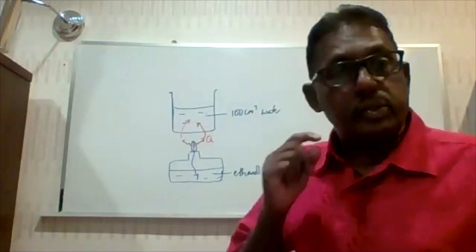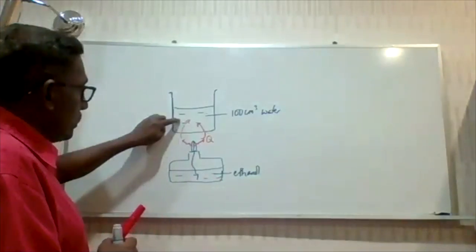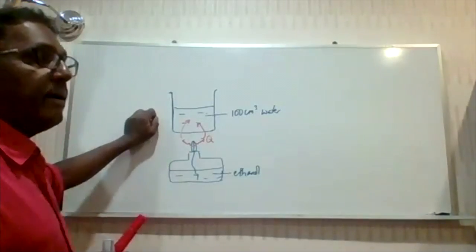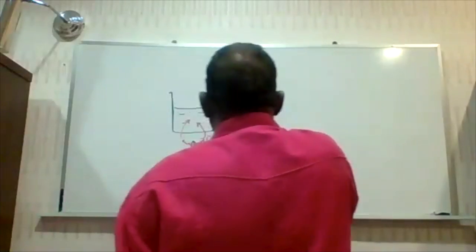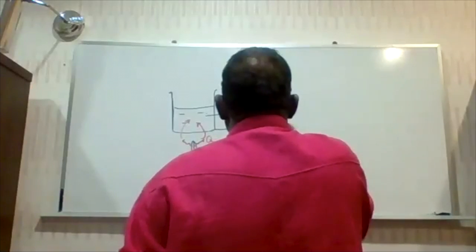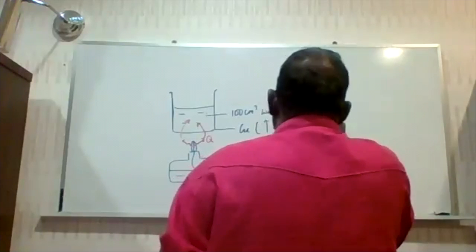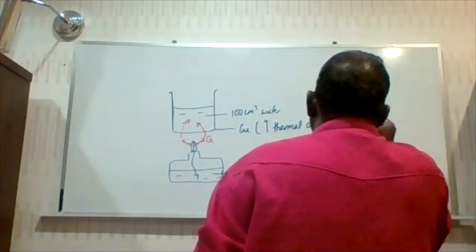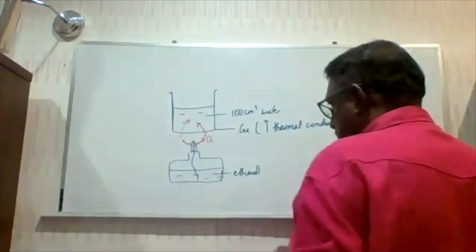Why? What's the concept again? Heat has to be absorbed. So in order for heat to be absorbed, this material must have high thermal conductivity. A copper beaker has high thermal conductivity. So what's the advantage of having a high thermal conductivity? It will be able to absorb the maximum of whatever heat is released.